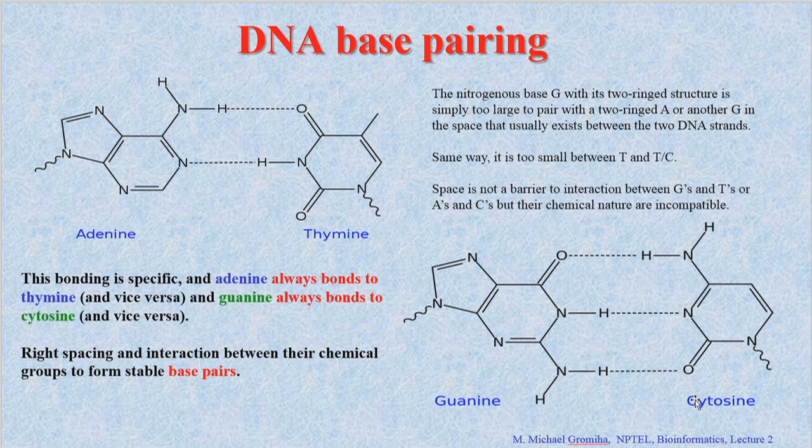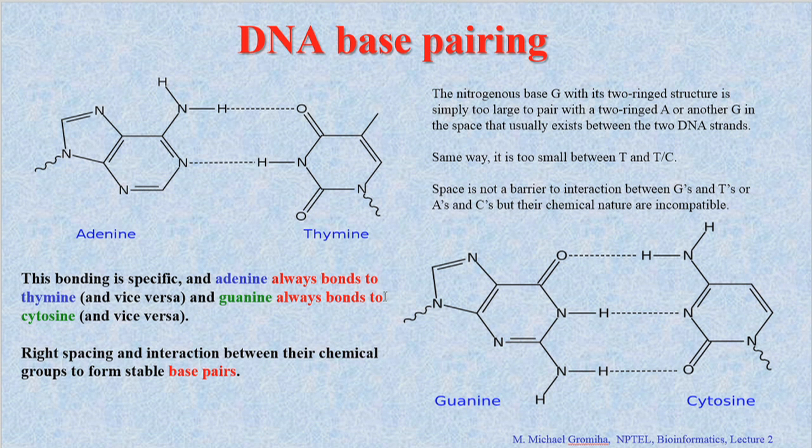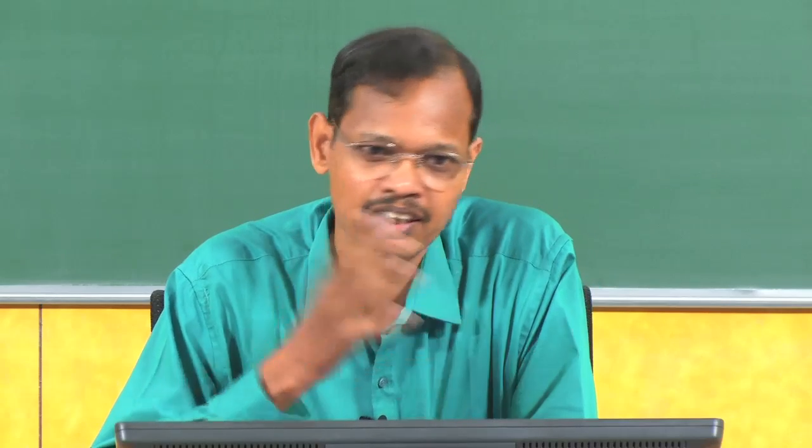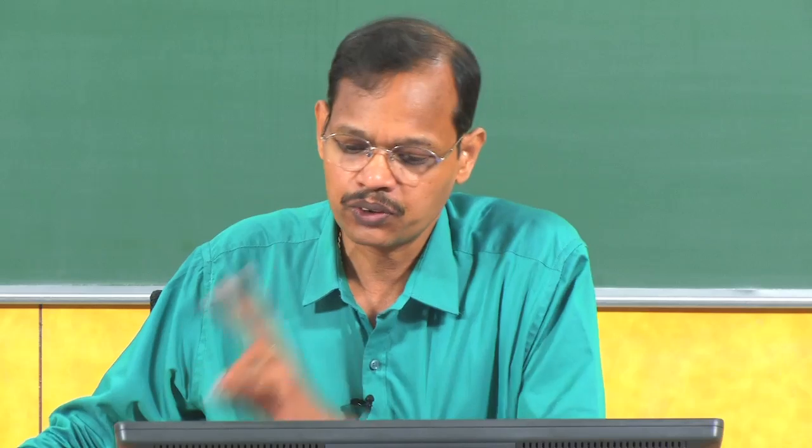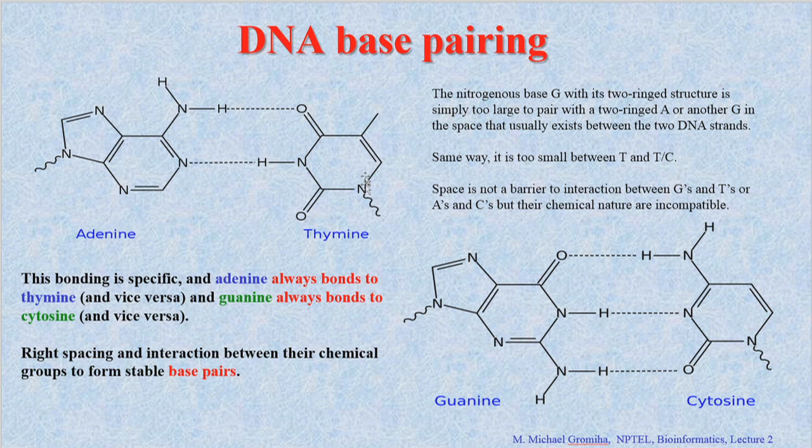Because of the space, about 11 angstrom distance, since one is a purine and the other is a pyrimidine, so that will be a uniform space. If you try to have two purines or two pyrimidines, either they have extra space, which also means loss of energy, or they are very crowded, so due to steric interaction they are not able to pair with each other. So there are two reasons: one is the steric hindrance and the second is the chemical group. Because of these two reasons, adenine always pairs with thymine and guanine always pairs with cytosine.